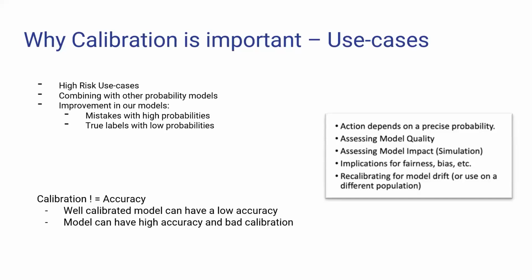Accuracy and probabilistic estimation are both very different. That's the reason I clearly mentioned it here. Calibration or probability estimation is not at all equivalent to accuracy. There is no correlation between them, right?